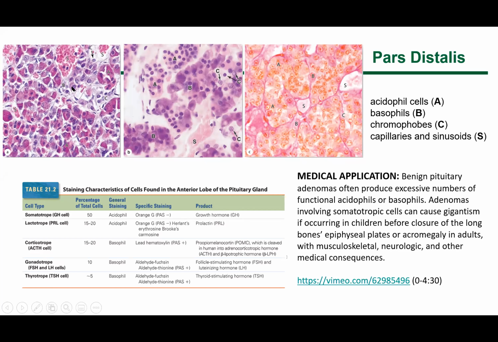This is a sinusoid, meaning a very disorderly looking blood vessel. And this is how all of these cells have close access to the blood to dump their product into the bloodstream. Here's another sinusoid. This is perhaps the fattest, biggest eosinophil I've ever seen. That's quite impressive. But regardless, the thing they have in common is they readily take up the pink stain.